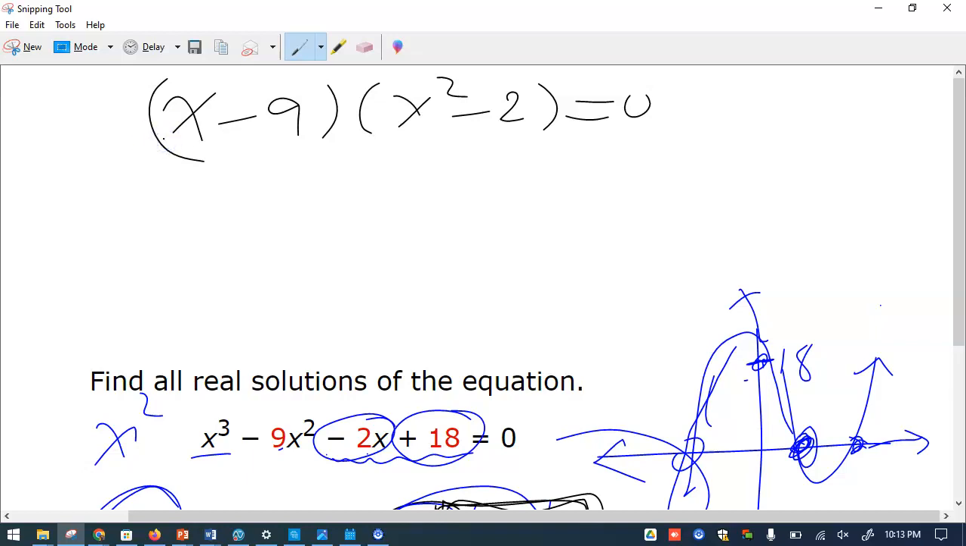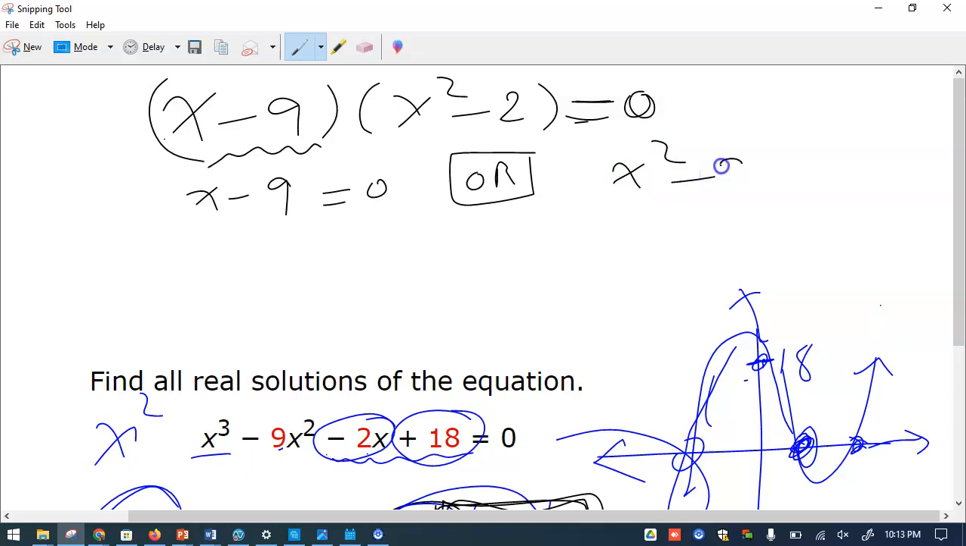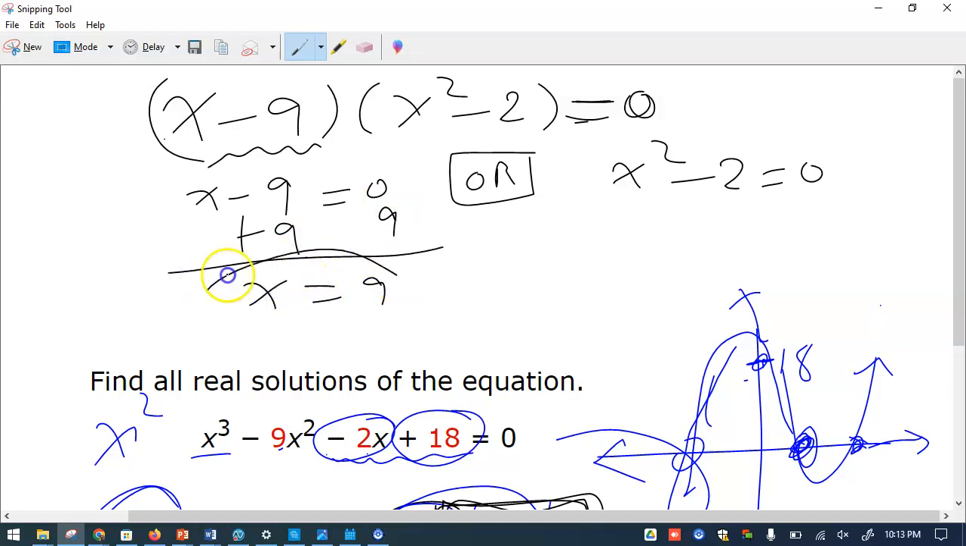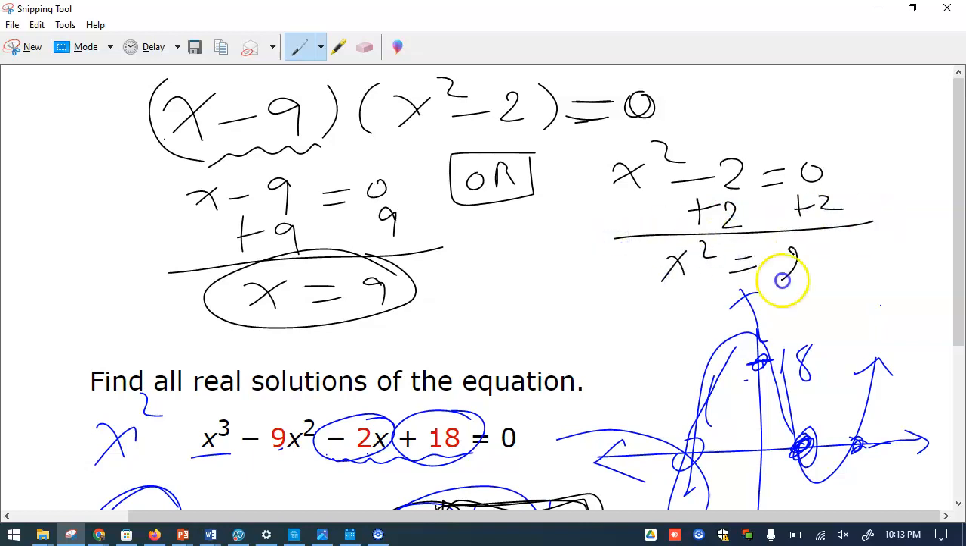you say, okay, when is this going to be 0? Either the first part is 0. So either the first parenthesis is 0. If that's not the case, then the second parenthesis at least has to be 0. You solve for this, and you get x equals 9. That's the first one. The second one, you add +2, and you get x squared is 2.